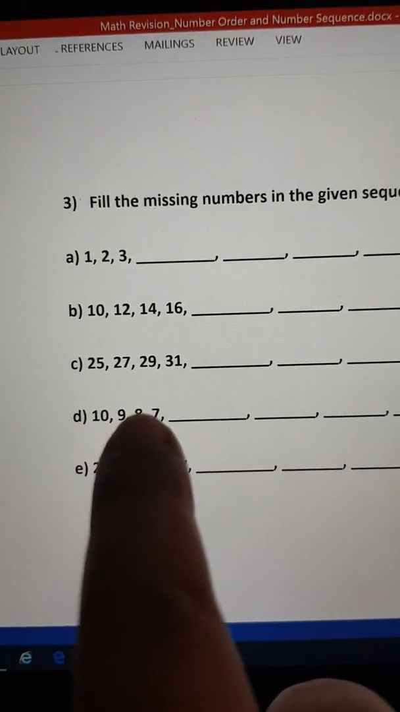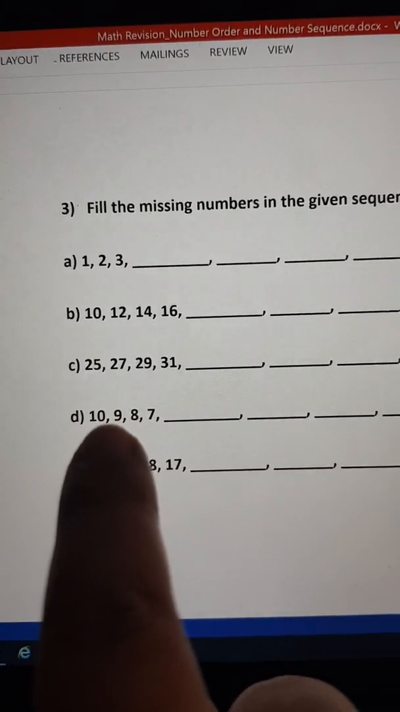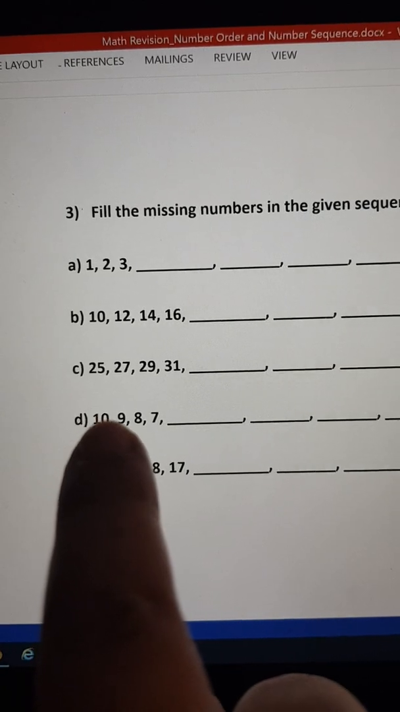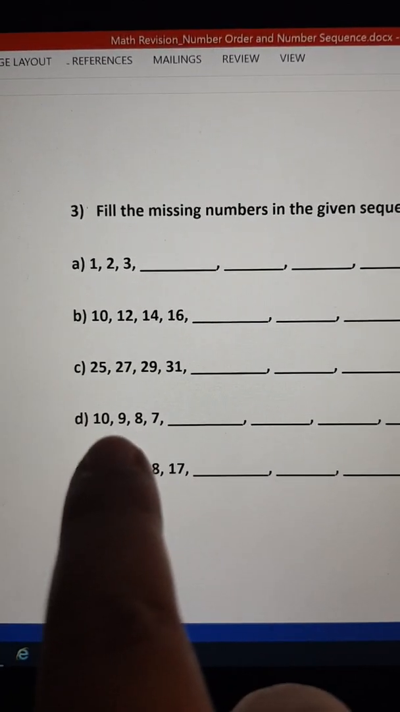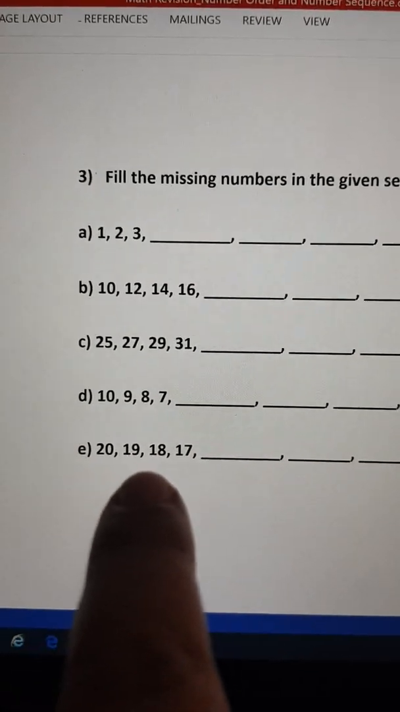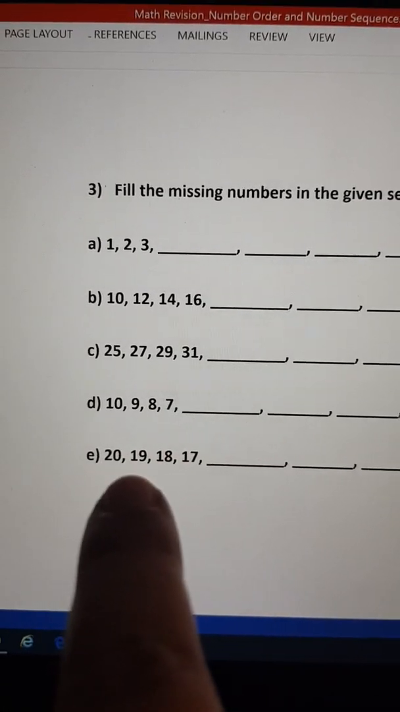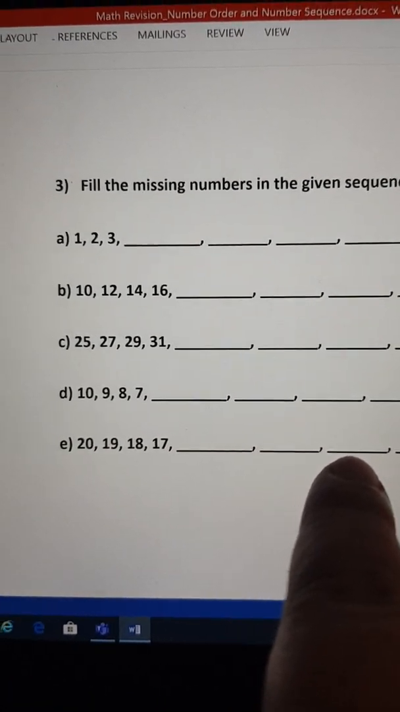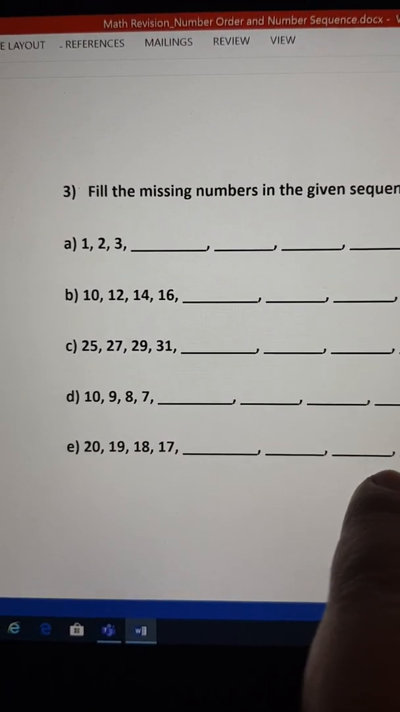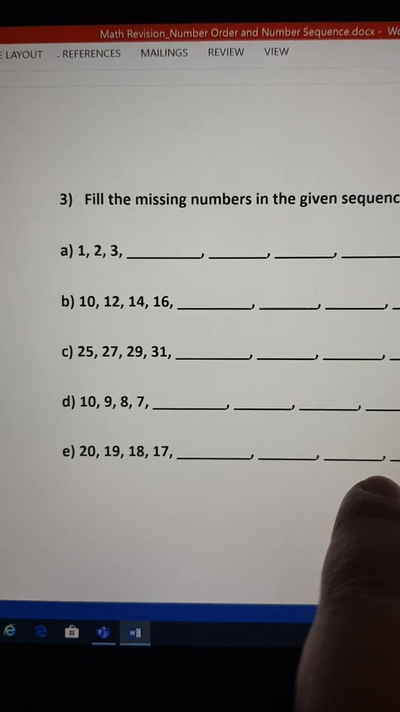Number D, 10, 9, 8, 7. So it's a number sequence starting from 10 and is going in descending order, right? So you have to write it. 20, 19, 18, 17. So it's a sequence. It's starting from 20 and it's going in descending order. So what will be the next four numbers in descending order after 17?